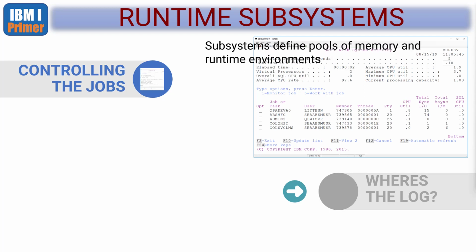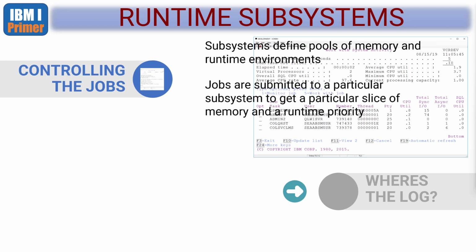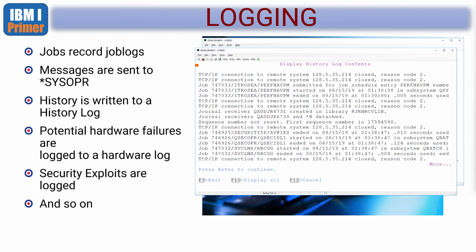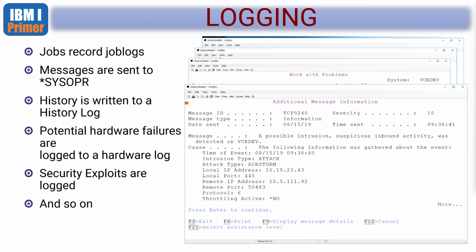Everything runs within subsystems, and they have a chunk of the memory and the runtime environments. So jobs are submitted to a particular subsystem to get a particular slice of memory and a runtime priority, and this is controlled by the job queue that they're submitted to. Subsystems can be started and stopped, and of course any job queues that are attached to those subsystems will just sit there snoozing, not doing anything if the subsystem is stopped. So for example, if I ended the web server subsystem, all the web services that are running would be ended. And suddenly all the users would be going, wow, we can't get anything on the machine.